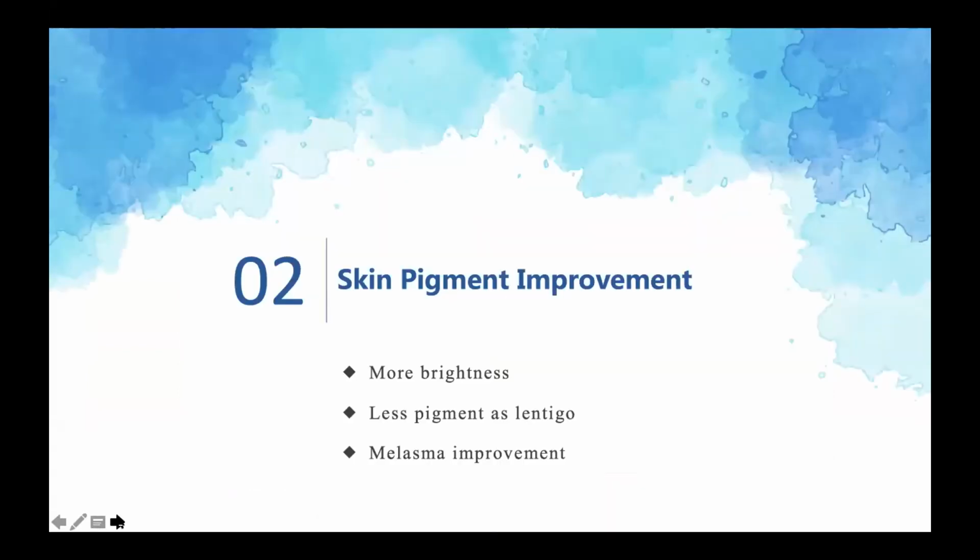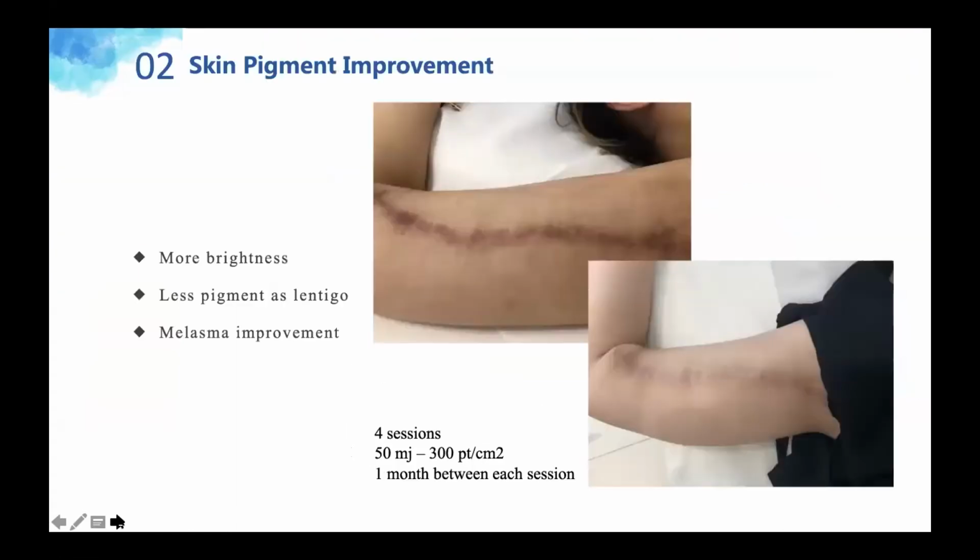And I have also a big improvement with skin pigmentation of scars. After 4 sessions, you can see brighter skin on the scar and less inflammation for patients who have scars on the arm. We have good results on lentigo on the face, and also melasma. It can be good, but sun blocker is very important.